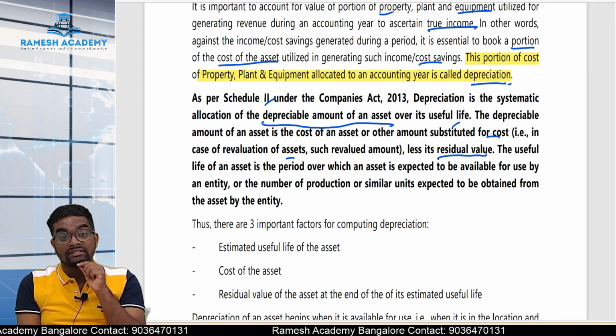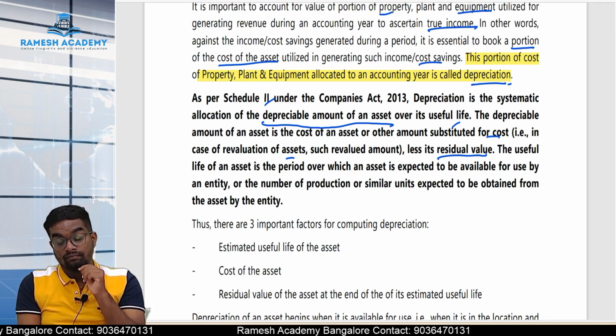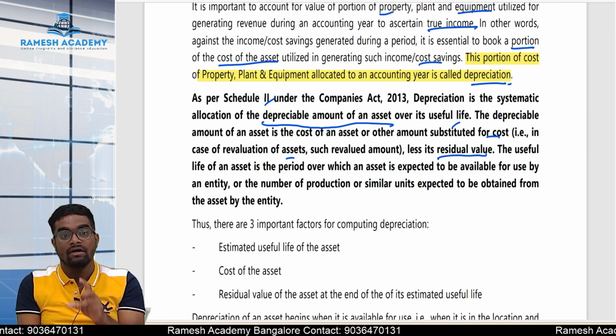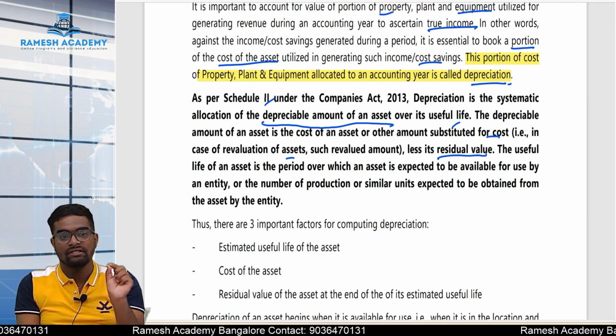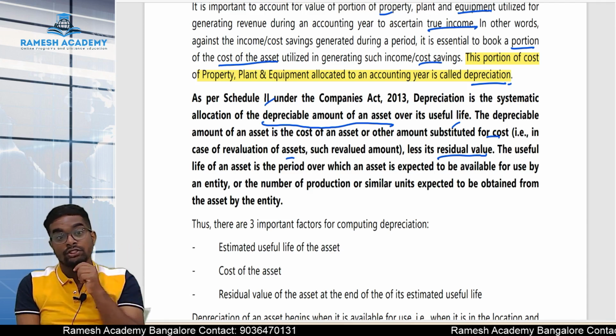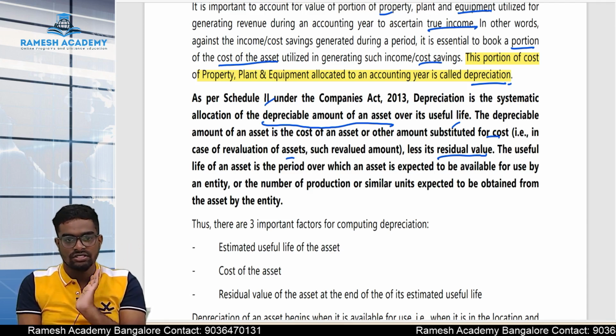So at that stage, what do we have to do? You have to increase the asset, if the law permits. If the law permits revaluation, otherwise you cannot do it. So in India, normally law will permit revaluation, but in other countries, in the US and all, it is not allowed. Revaluation is not allowed.